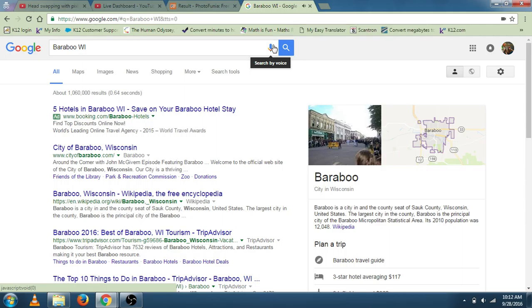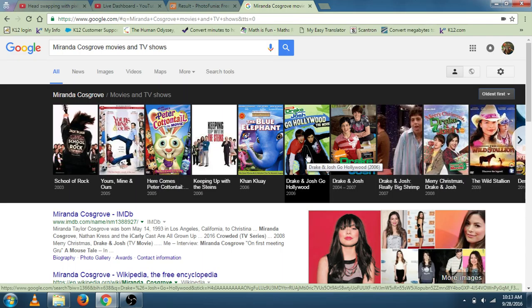So I'm going to see, or that's her most popular one. So you go by the oldest one first, which is School of Rock in 2003, then Yours, Mine and Ours in 2005, Here Comes Peter Cottontail in 2005, Keeping Up with the Steins in 2006, Drake and Josh Go Hollywood in 2006. Drake and Josh was 2004-2007. Drake and Josh: The Really Big Shrimp was in 2007. Merry Christmas, Drake and Josh, 2008, which unfortunately ended Drake and Josh.